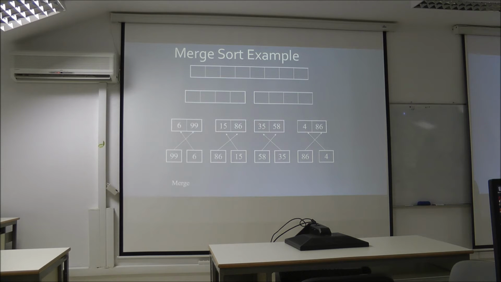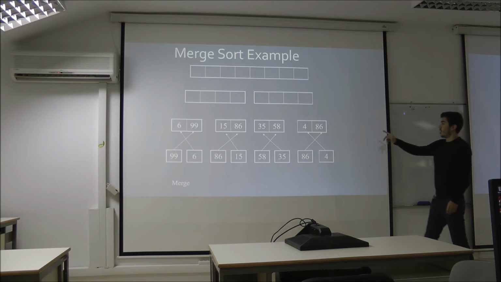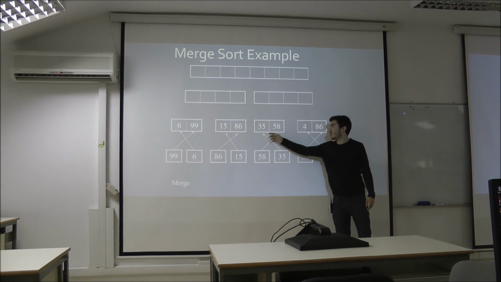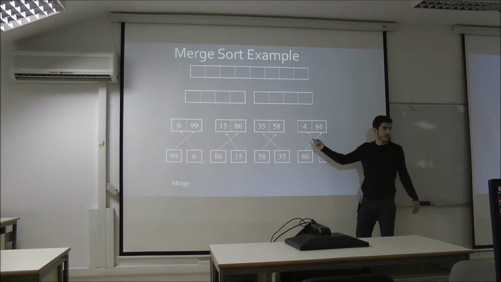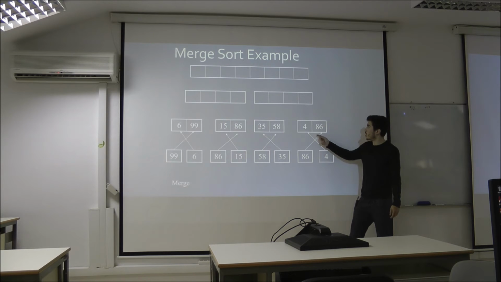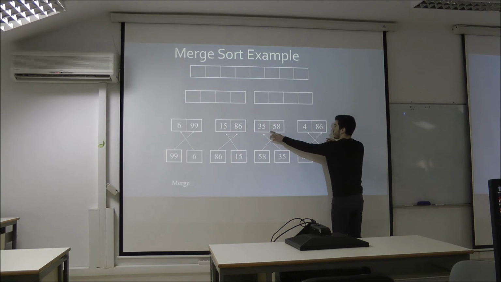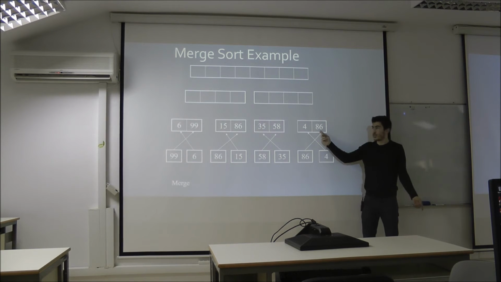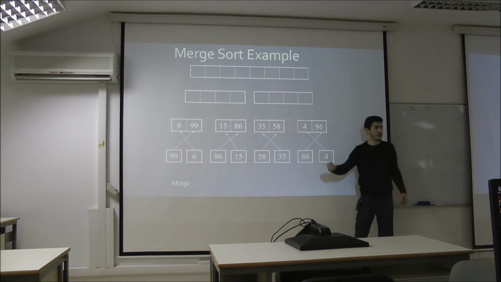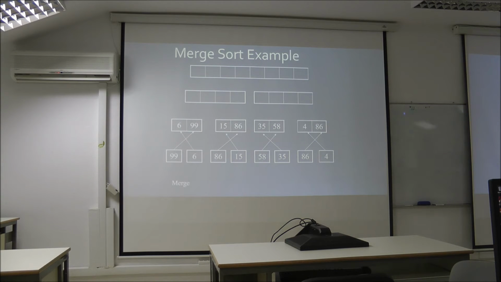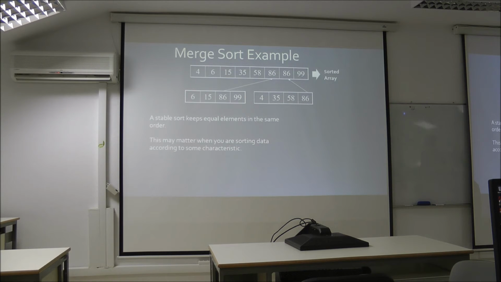Then we will do the same with the 2 lists. We'll compare the first element of this list with the first of this list, and the 4 is the smaller one, so it goes first. Then this increments, and we compare the first of here with the second of this list, and the smaller goes first. We do that to all the lists, as you can see. And then we do the same, and we get the final solution.